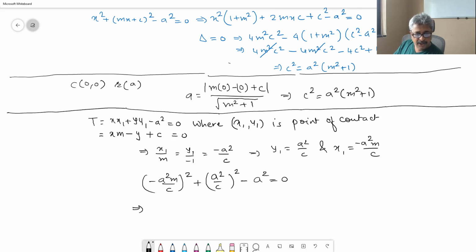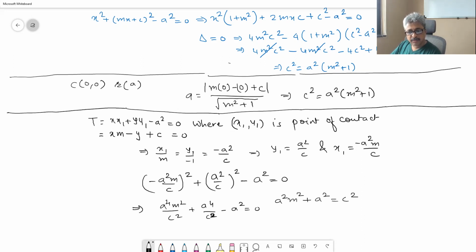Therefore what we get here is, let me write down, a fourth m square upon c square plus a fourth upon c square minus a square is equal to 0. So multiplying everything by c square and dividing by a square, we get m square a square plus a square is equal to c square. That is the condition for tangency.